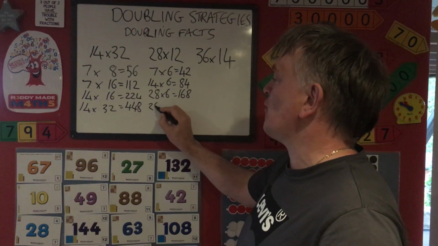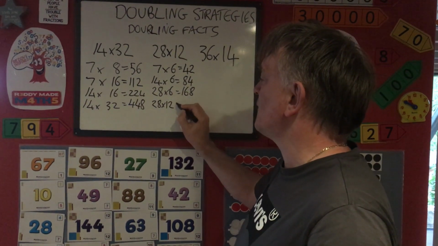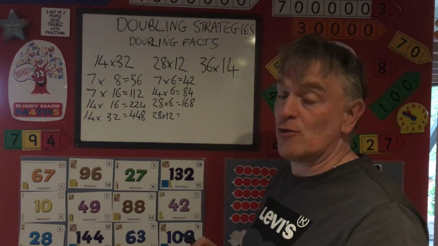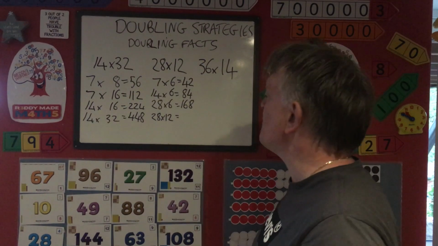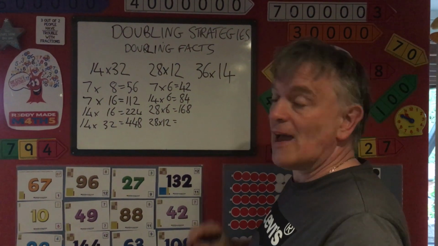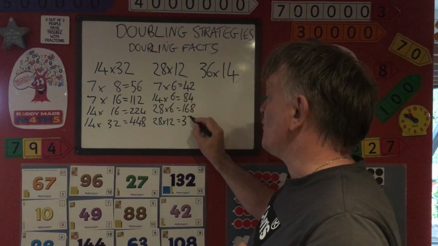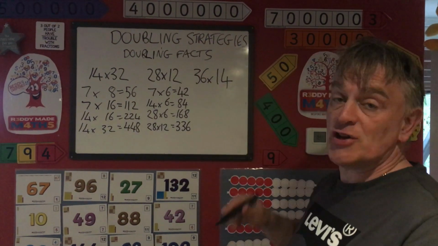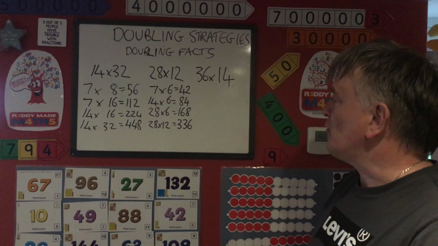We've got a slightly harder double now, just to finish off with. We now work out that 28 times 12, just by doubling this one, well, 160 doubled is 320, because double 16 is 32. So 320 add double 8, so 320 add 16 is 336. Again, if you want to challenge the children to partition it and check, they can certainly do that as well.